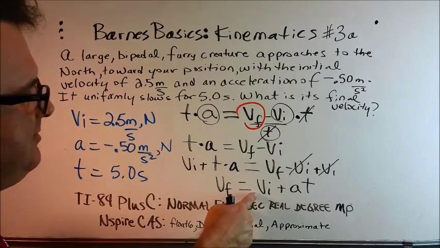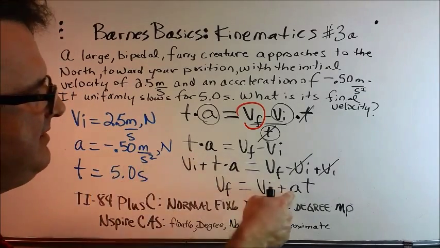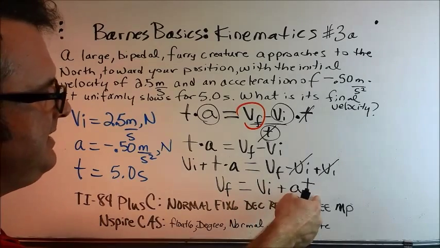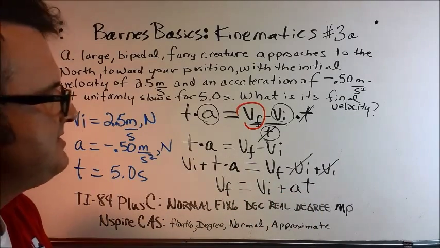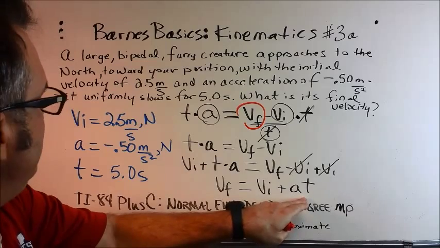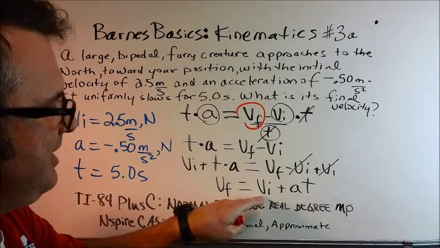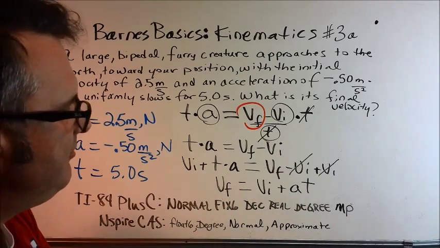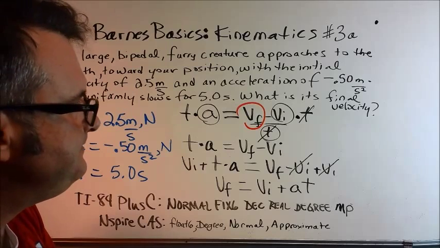Initial velocity 2.5, acceleration negative 0.5, and time 5. And what we found in this problem is that we have a negative 2.5 and a positive 2.5 cancels to make a final velocity of 0.